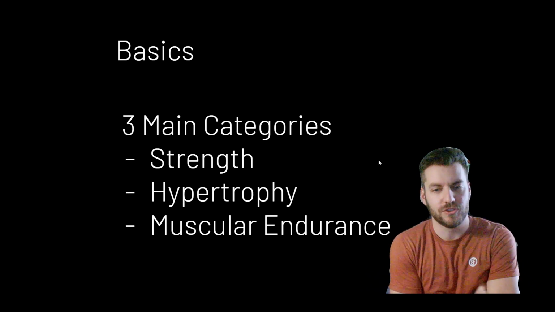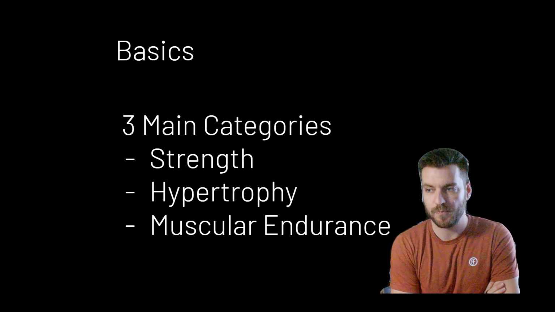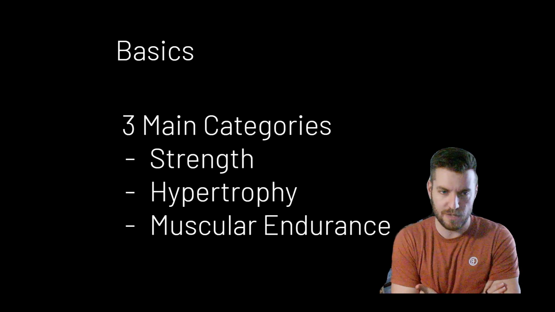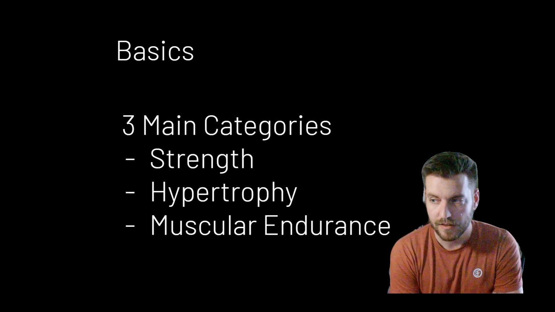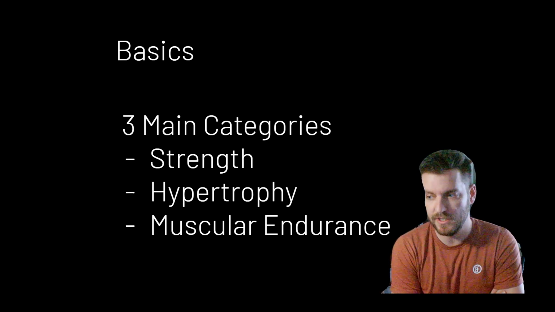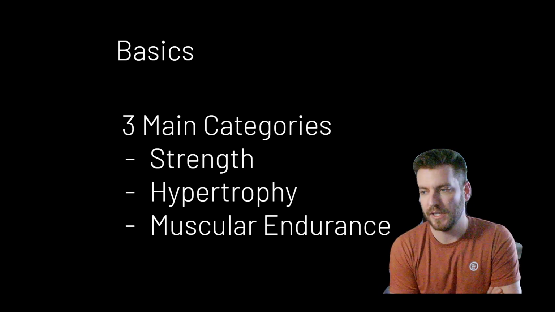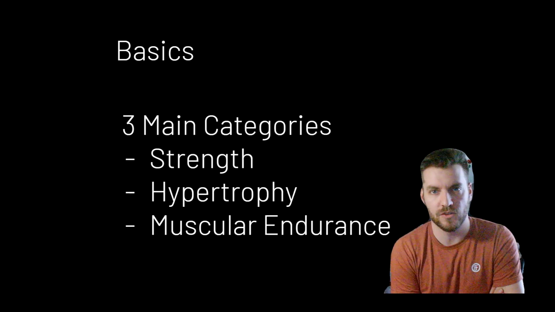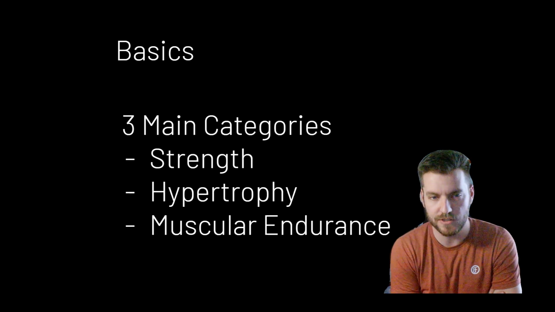When it comes to strength training and programming for whatever adaptation you want, there are three main categories: strength, hypertrophy, and muscular endurance. Now, they all kind of blend together a little bit, but there are pretty definite ways in which you program exercises to benefit one of these three adaptations or categories.